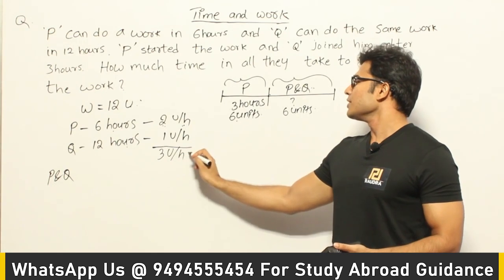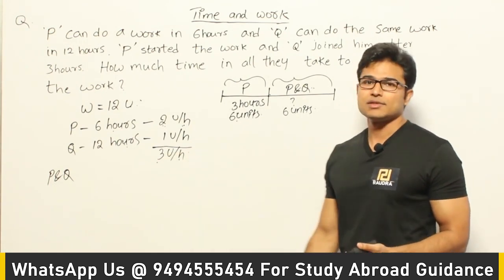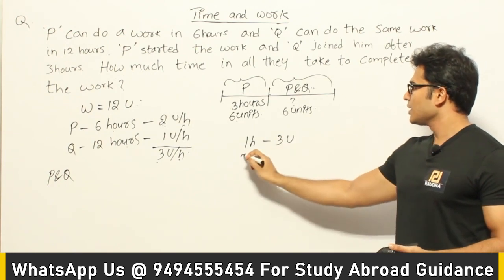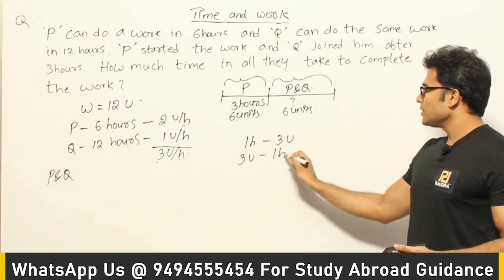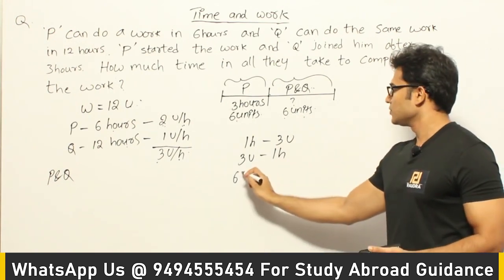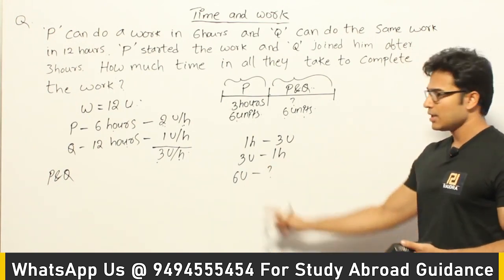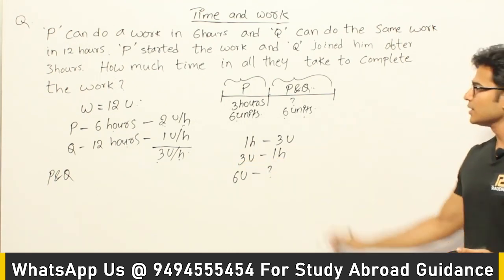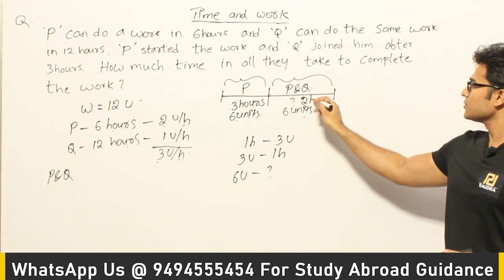What does it mean? In 1 hour they will be able to finish 3 units. Now the question is, how much time does it take for them to finish 6 units? That is the question. Now multiply both sides by 2. Therefore, 6 units can be done in 2 hours. So the time required here is 2 hours.